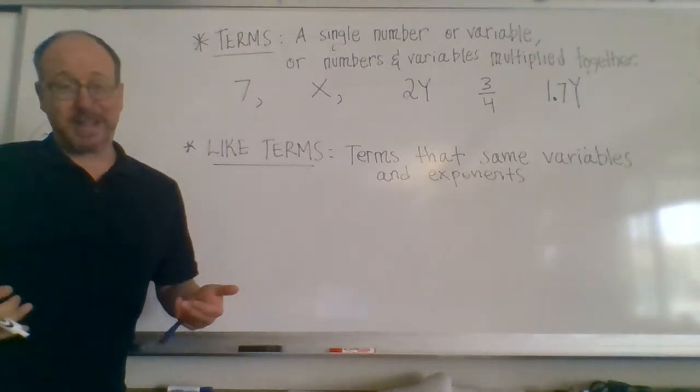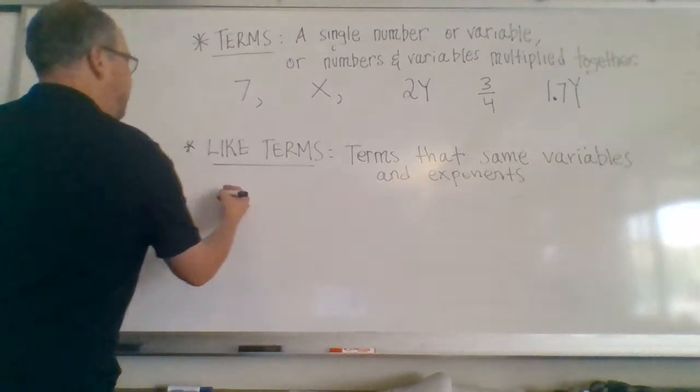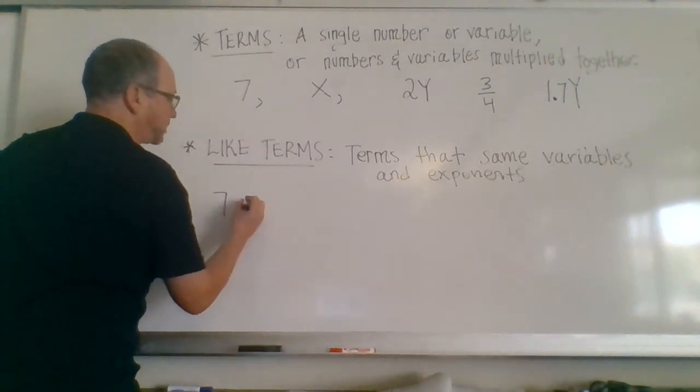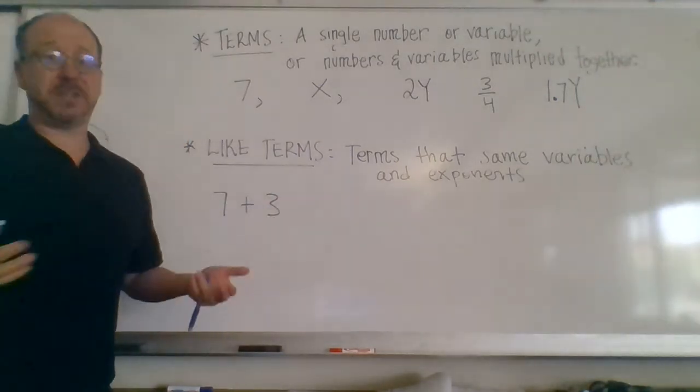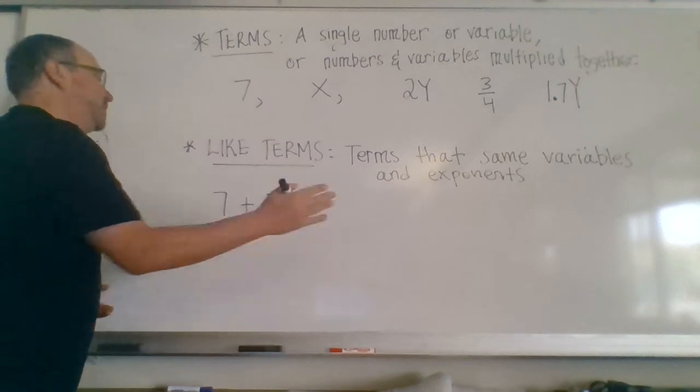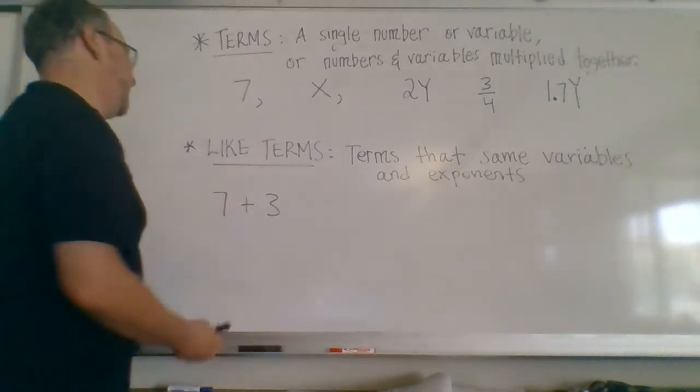Now, let's look at like terms. If you had a 7 and a 3, those would be like terms. The interesting thing about like terms is you can combine them. 7 and 3, it would simplify to 10.